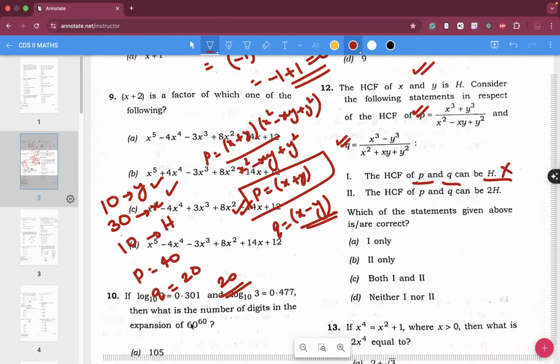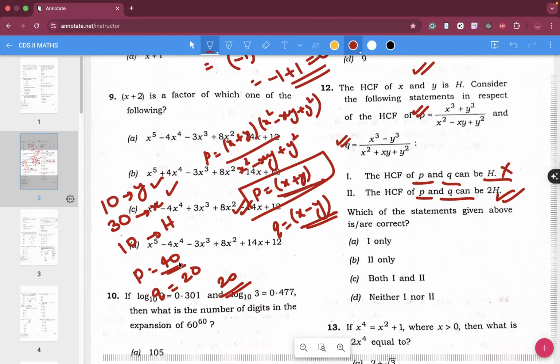The HCF of these two is 20, right? So in that case it is possible. In that case the HCF of P plus Q can be H. Right? P plus Q can be H. The HCF of P and Q, the value of P is equal to x plus y.